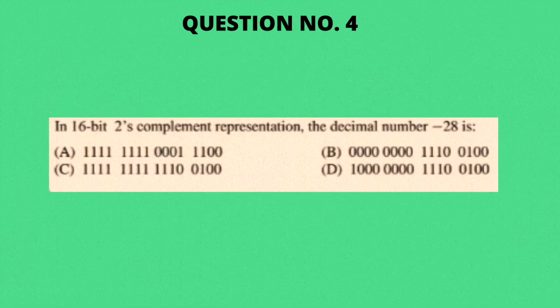So then we have to convert the minus 28 into its 2's complement. So the 2's complement for this will be 4 times 1, 4 times 1, triple 1, 0, 0, 1, double 0.